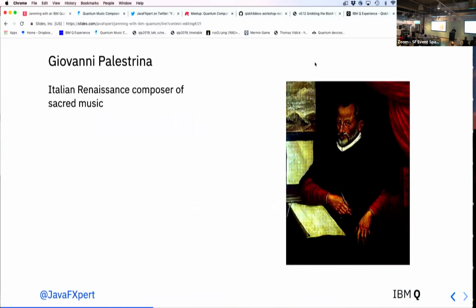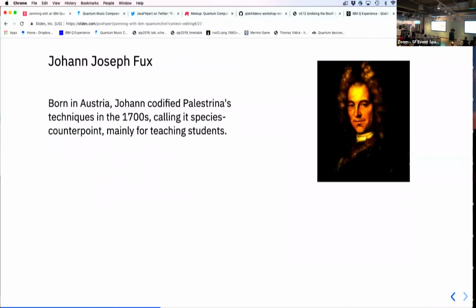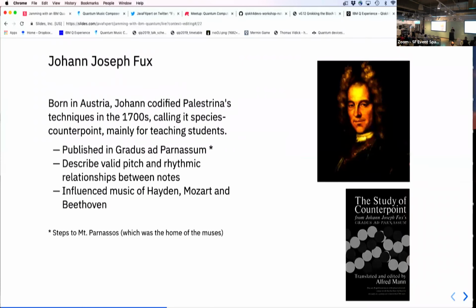It was actually pioneered in the 16th century by Giovanni Palestrina, and it was codified by Johann Joseph Fuchs in the 1700s, documenting the relationships both melodically, the way that the pitches rise and fall, and harmonically, when two pitches are played together, how they sound. He documented those in this book called Gradus ad Parnassum, which basically means steps to Mount Parnassus, which was the home of the Muses.